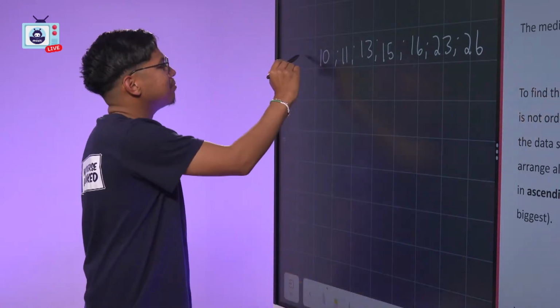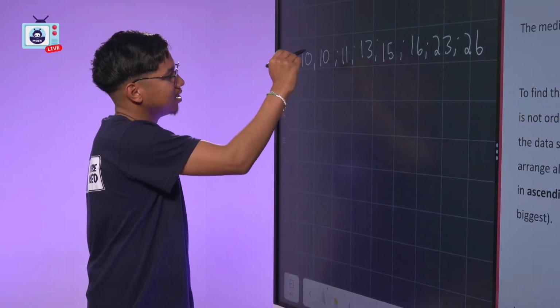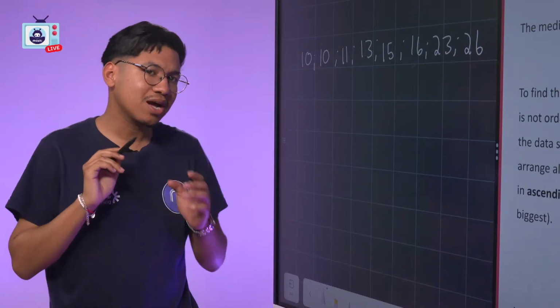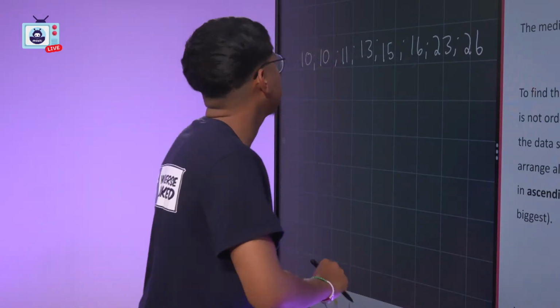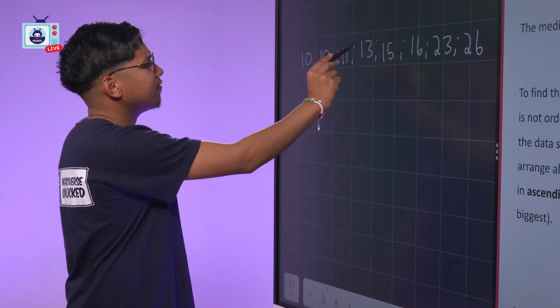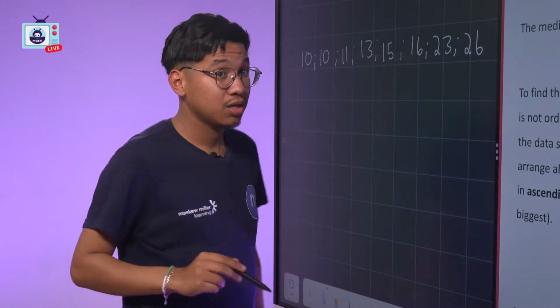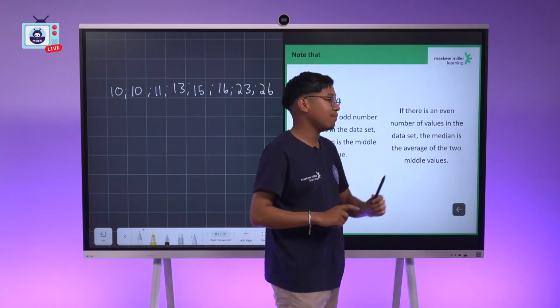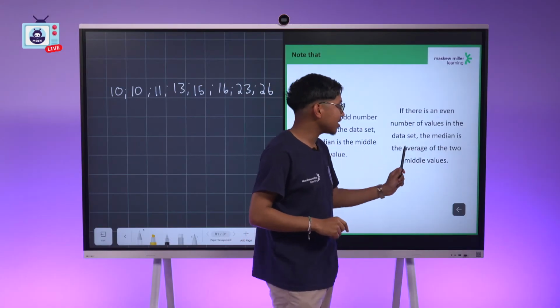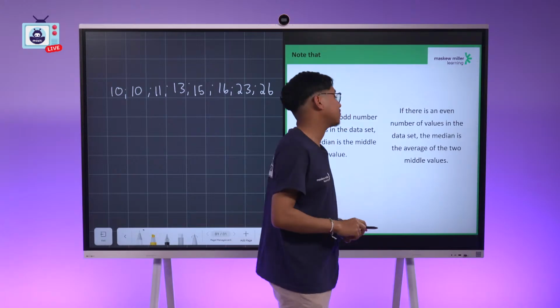Let's say I had the number 10 here. Let's count how many numbers I now have in my data set. So now I have 1, 2, 3, 4, 5, 6, 7, 8. Sorry, I have an even amount of numbers in my data set. And look what it says here. If I have an even number of values, the median is the average of the middle two values, right?